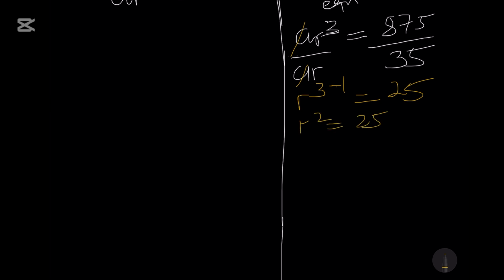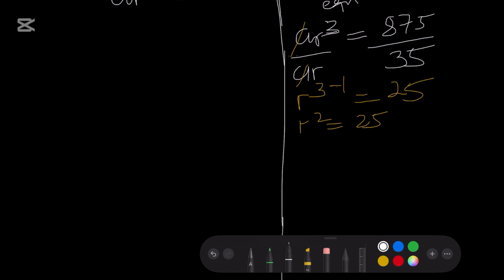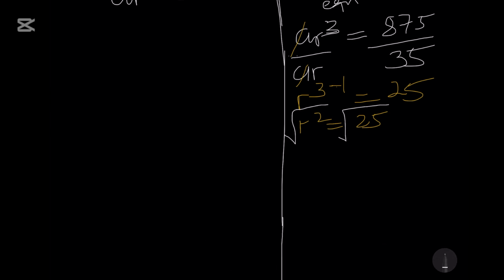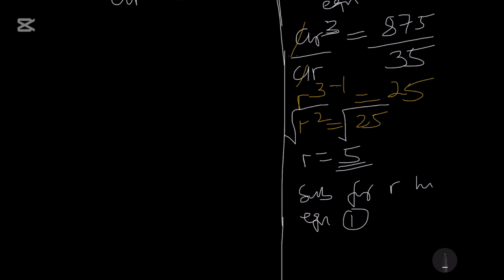Then to get the value of r, we can simply take the square root of both sides. So we have r = 5. So our common ratio is 5. Now we already know our common ratio, so what will our first term be? Substituting for r in, let's say, equation 1. From equation 1 we have ar equals what?